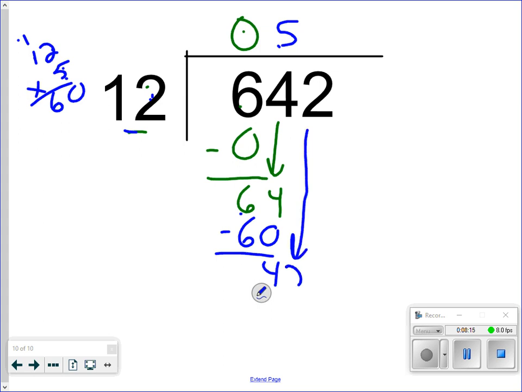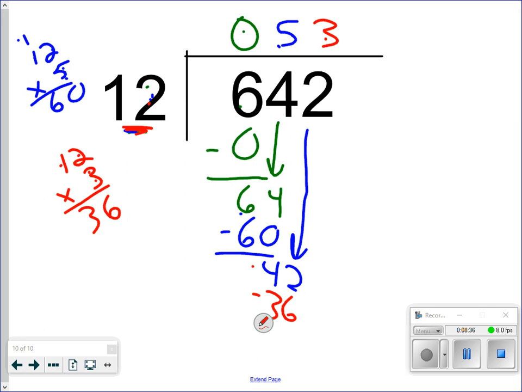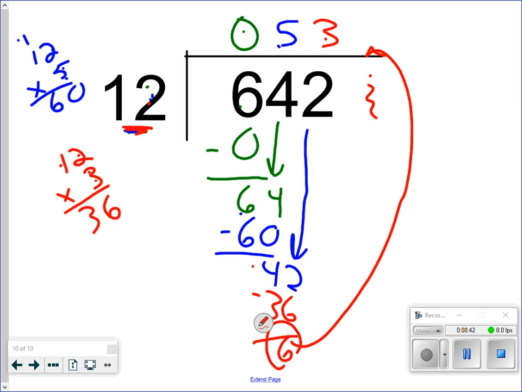Bringing down the 2. New color, so you understand my thought process. How many times does 12 go into 42? 12 times 4 would be way too big because 10 times 4 is 40. So I'm going to go times 3. 2 times 3 is 6. 3 times 1 is 3. So put a 3 up top. 12 times 3 is 36. I'm going to subtract. I've got a 6 here. There are no other numbers to bring down. So this 6 comes all the way up to be my remainder, 6.